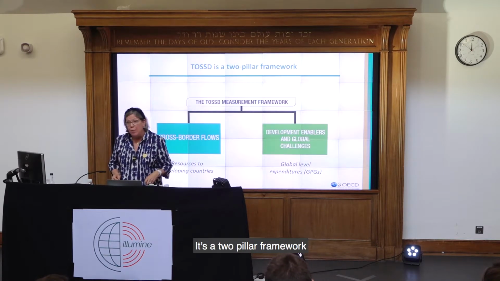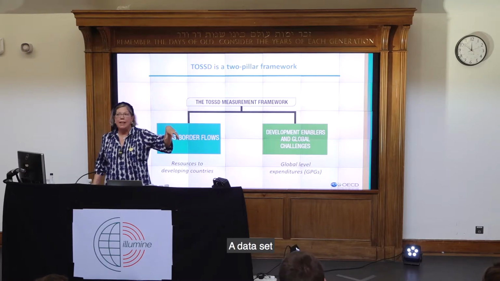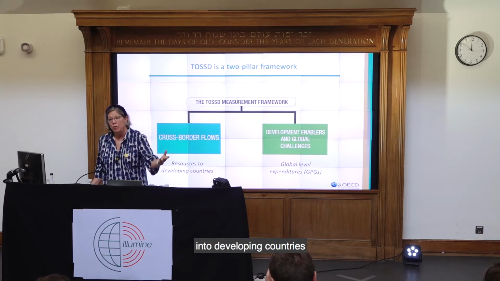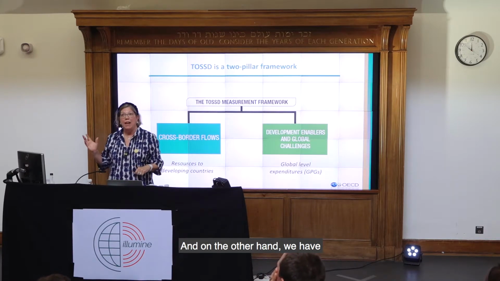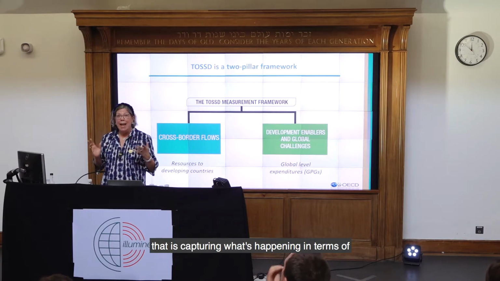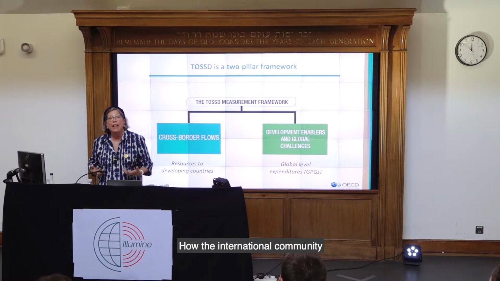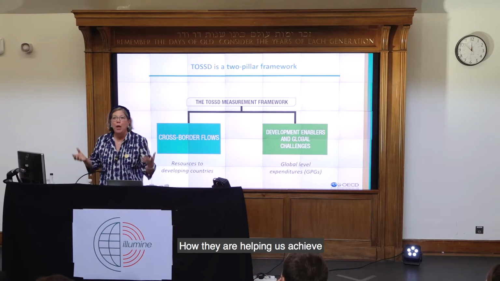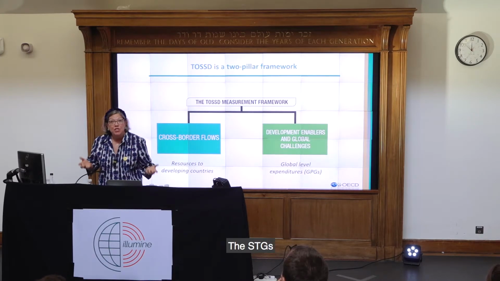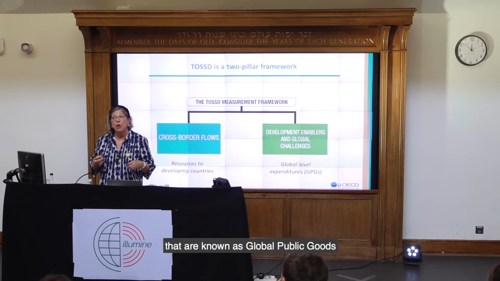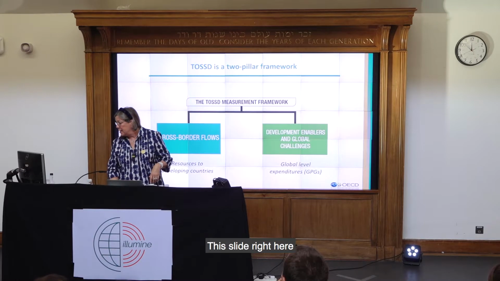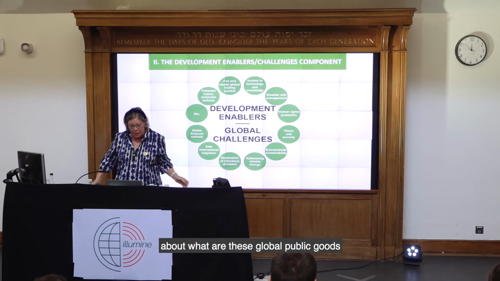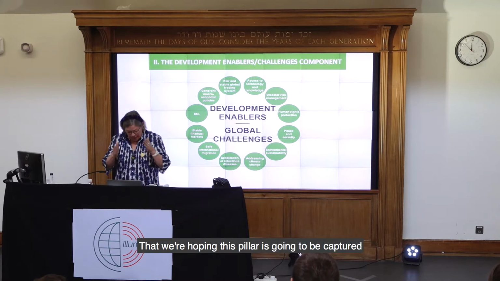It's a two-pillar framework. On the one hand, a data set that is capturing resources that are crossing the border into developing countries. And on the other hand, a data set that is capturing how the international community, official agencies, bilateral, multilateral, civil society, are helping us achieve the SDGs in some very important areas that are known as global public goods. And this slide is laying out a little bit about what these global public goods are that we're hoping this pillar is going to be capturing.